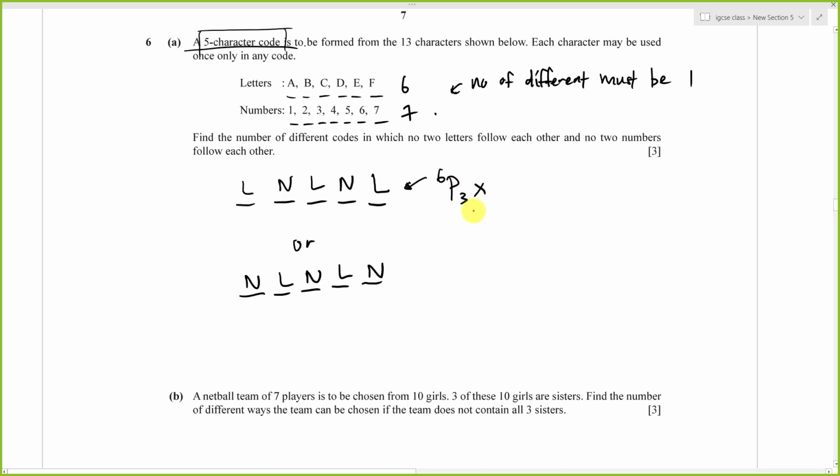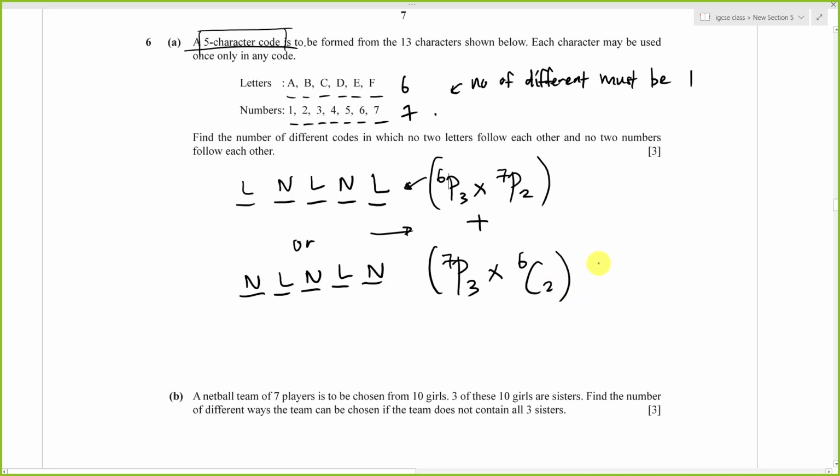So we just do 6P3 multiply. 6 letters, I choose 3 and then I arrange them. This is the reason why I do 6P3. And then numbers we have 7, right? So 7P2. Or I mean plus. Alright, so plus this one, number, I have 7 numbers, I will choose 3 to arrange. Multiply 6 letters, I choose 2 to arrange.